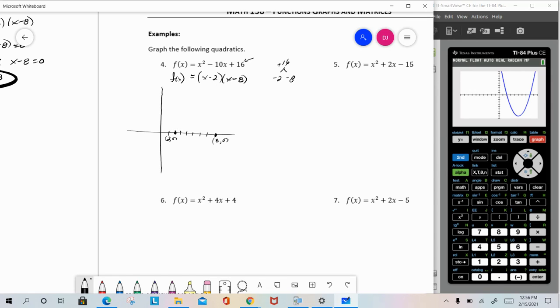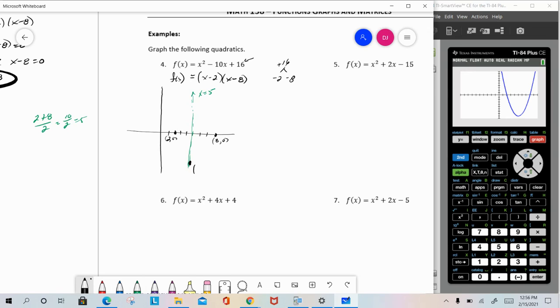Here's what I think is the best way to handle this, quite honestly. The axis of symmetry is going to go right down through the middle. So I want to find halfway between 2 and 8. (2 + 8)/2 is going to be 10/2, or 5. Right down through the middle is the line x = 5. That is my axis of symmetry. My vertex is going to be on that line.